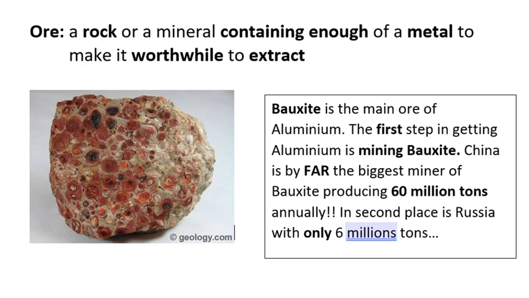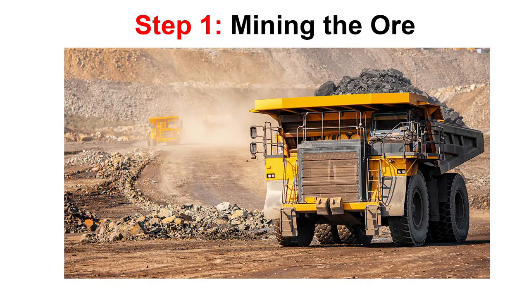So first of all, what is an ore? An ore is a rock or a mineral containing enough of a metal to make it worthwhile to extract, and bauxite is the main ore of aluminium, okay? For example, if a 1-ton rock contained 1 gram of aluminium, that's not worthwhile. You need loads of aluminium. You can really see the aluminium coming out of this ore right here. So step 1 is mining the ore.